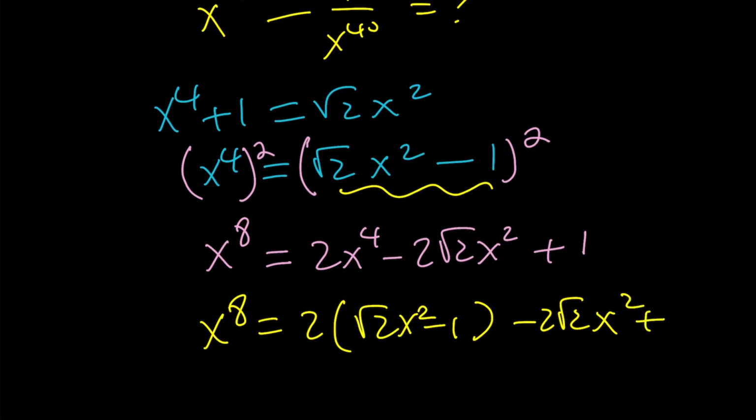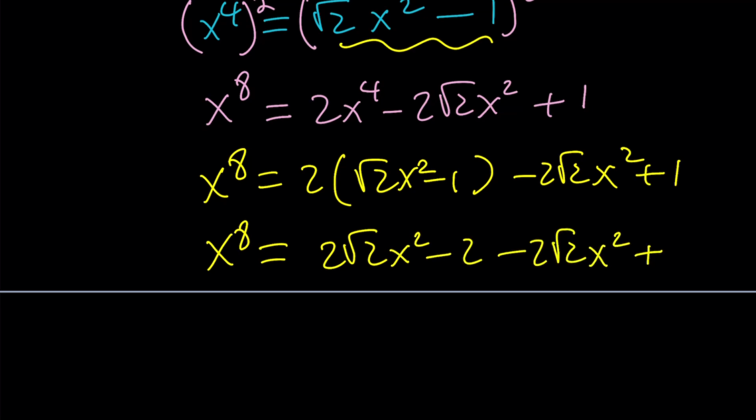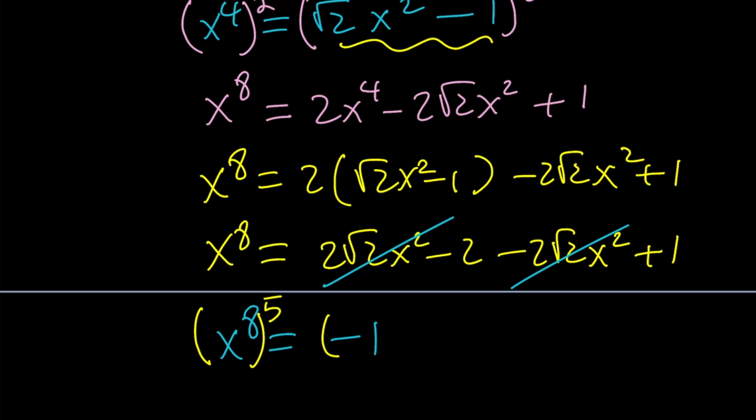And then this is going to give me something super nice. 2√2 x squared minus 2 minus 2√2 x squared plus 1. And guess what? This is going to give you x to the 8th power equals -1. And is that awesome? Because I can raise this to the 5th power and get the x to the 40th power from here. Easy, right?